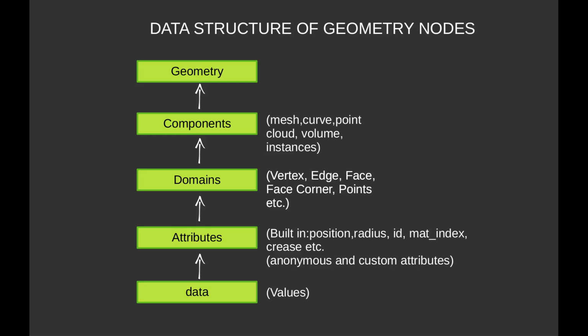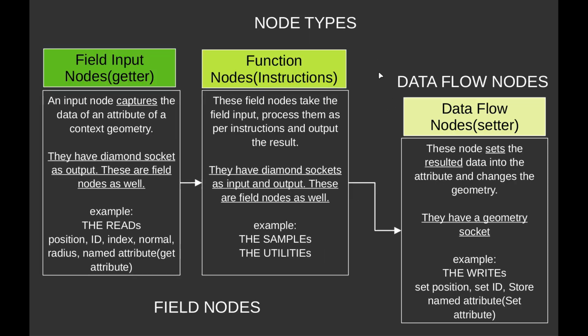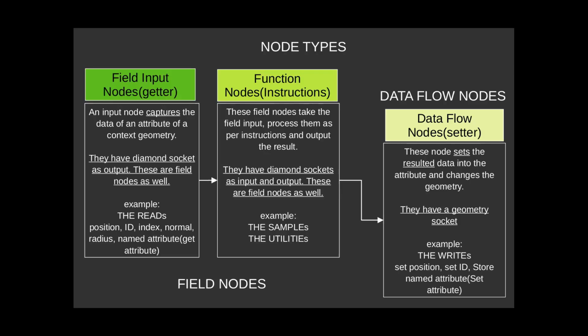And take breaks. Okay, lots of information. Take some break, then come back for the next topic. We will talk about node types. So let's see. Okay, so node types. Blender geometry nodes has two types of node mainly. Number one is field nodes, and the second one is data flow nodes.